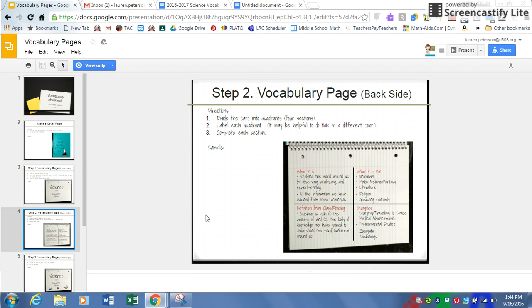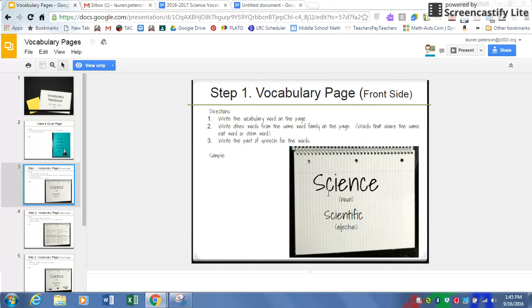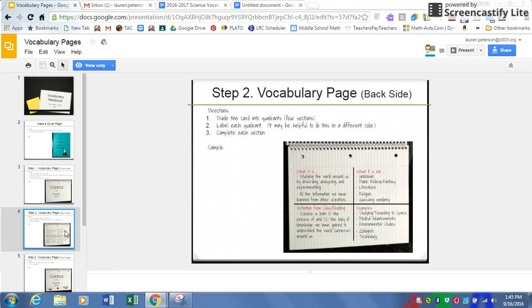The second page, again, is still the example, and it has the page divided into 4 different sections. It explains what science is, what it is not, a definition from class or reading, and also examples. So this whole entire thing that I've shown, the vocabulary first page for science and this second page are all examples.